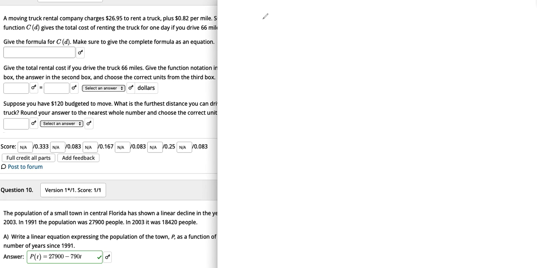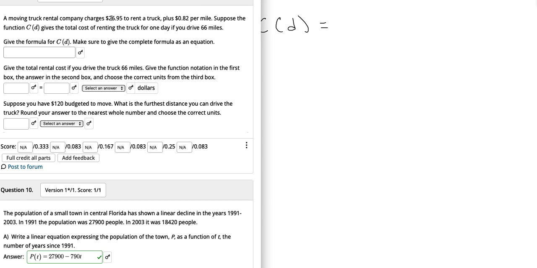So we're going to have C of D equals the 26.95. That's going to be like your y-intercept. If you drove no miles, you still owe them $26.95, and then this is your rate of change. It's going to go up 82 cents for each mile you drive.